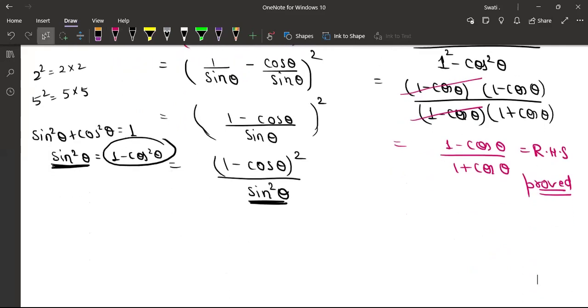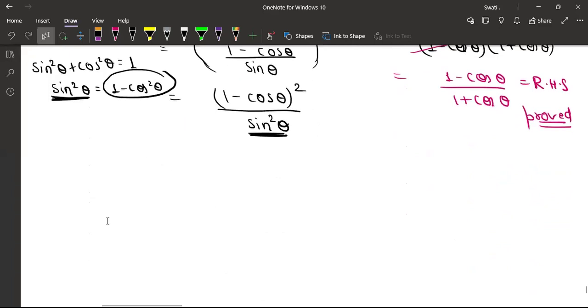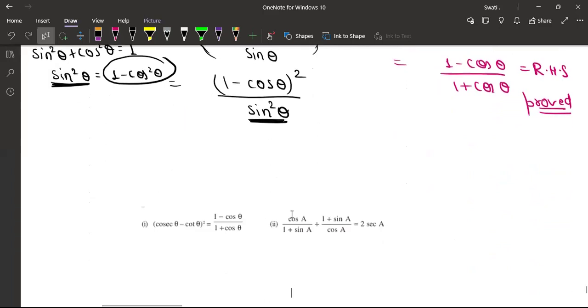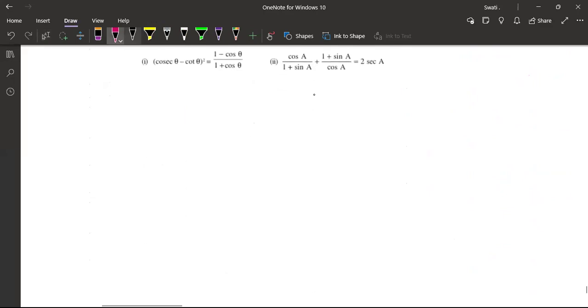For that, let me just paste the question once again. Okay, so question number 2. Can you read the question, Manya? Question number 2 also has to be proved by us. So in question number 2, just read it once. (Cosec theta minus cot theta) square equals 1 minus cos theta upon 1 plus cos theta.